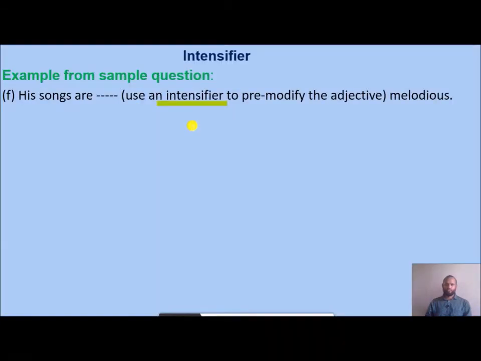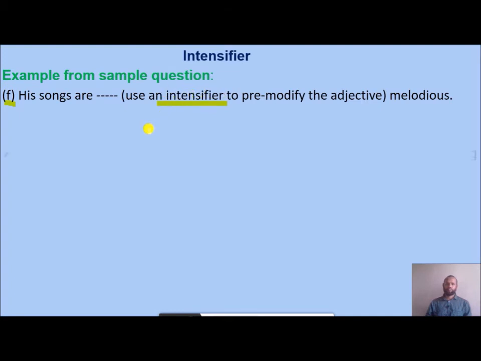Then we will talk about another type of modifier named intensifier. Let's take an example from the sample question. His songs are melodious. Here the direction is use an intensifier to pre-modify the adjective. So you see that you have to use an intensifier now.